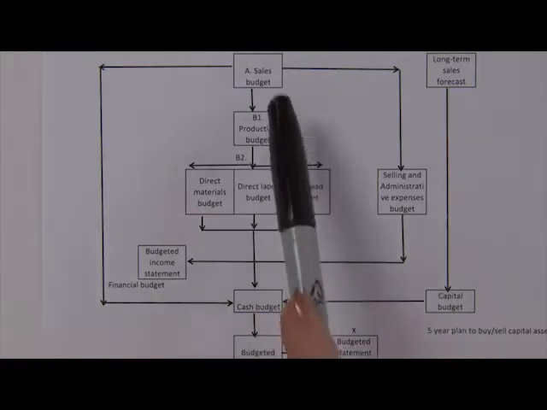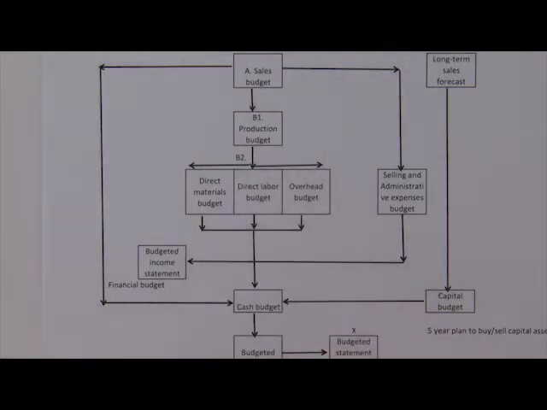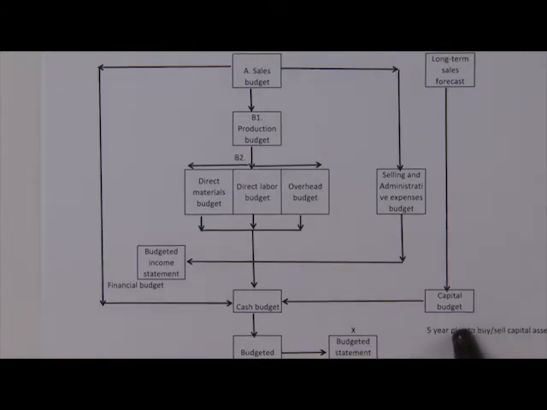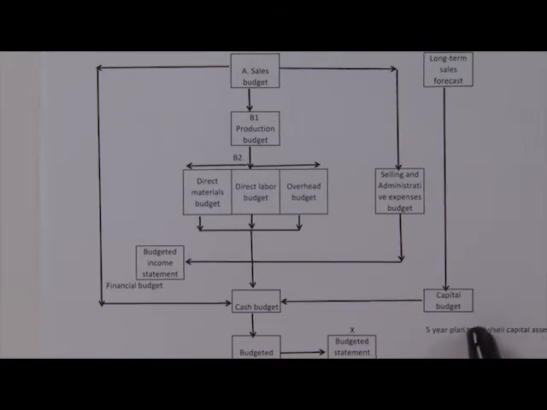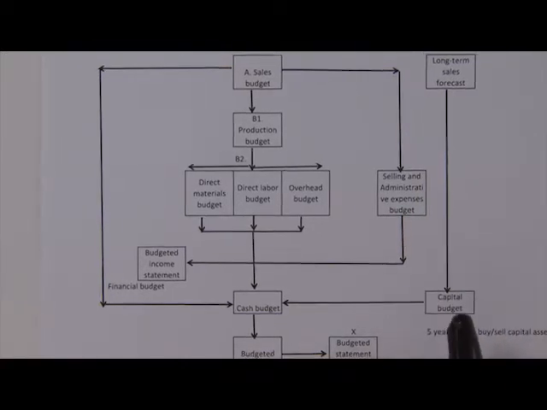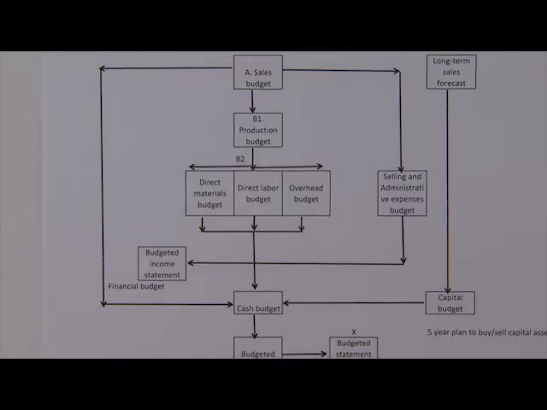And not only will these budgets that we've been learning to prepare flow into the cash budget, but over here we have the capital budget that we talked about a little bit last time. And this is the 5-year plan for the purchase of capital assets. And so if we plan to purchase, for example, new machines this year, then that purchase using our cash would have to be an input to the cash budget. So we see that it is really a focal point in this flow chart and that there are many, many inputs to a cash budget.